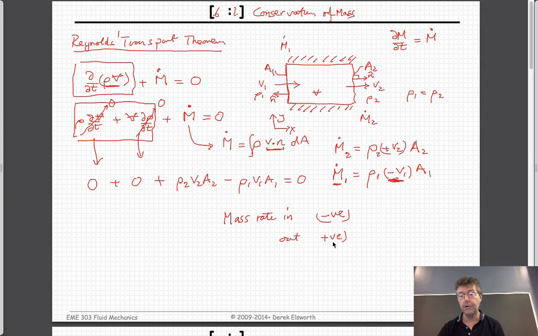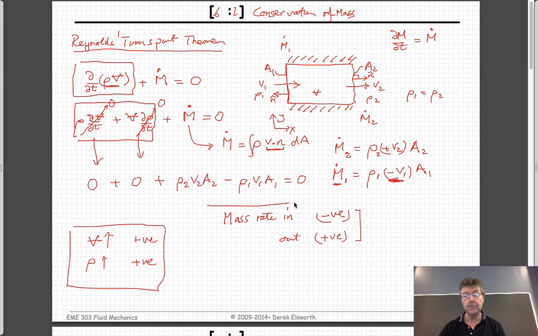Positive. Someone went through a whole class saying, what does this plus ve mean? Positive, negative, just my shorthand. And so that's the sign convention you need to remember to be able to have this work out. And the other thing you need to know is that these would be positive. So if volume is increasing, it's positive, and if density is increasing, then it's also positive.